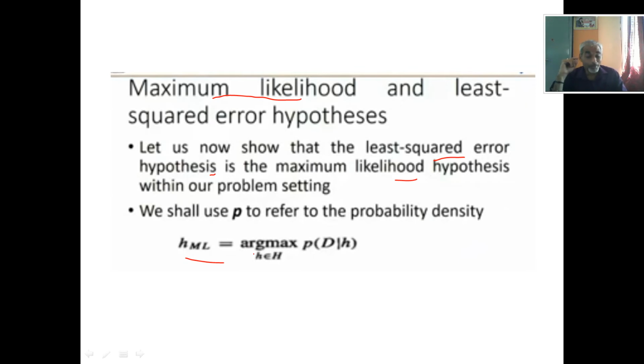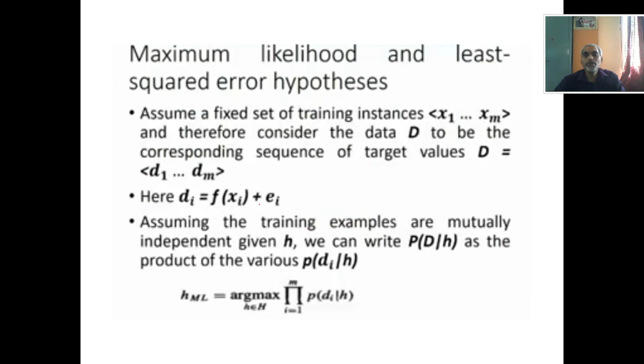So the maximum likelihood hypothesis h_ML is equal to argmax over all hypotheses h belonging to the set of all hypotheses H of small p, not capital P. It is a probability density, not a probability: the probability density of the given data set D given this particular hypothesis h. So this is how we define the maximum likelihood hypothesis. Now how are we going to get that?